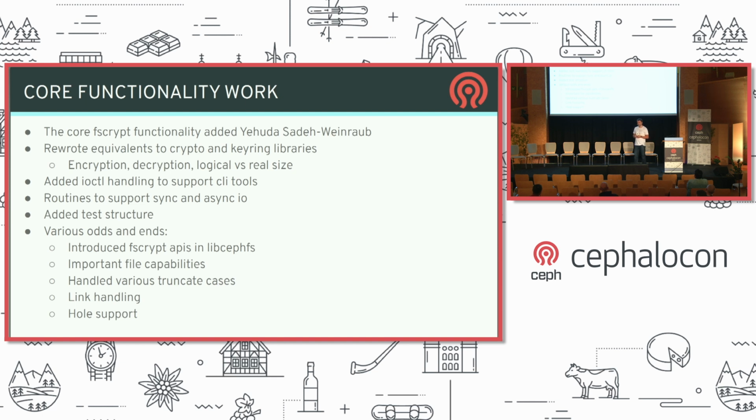Added support in Fuse for ioctl, support for the various CLI tools, routines to support different types of IO, async, sync, added test structure for the various new features, and then various odds and ends: defined APIs in libcephfs, file capabilities, handled various truncate cases, link handling, and hole support.